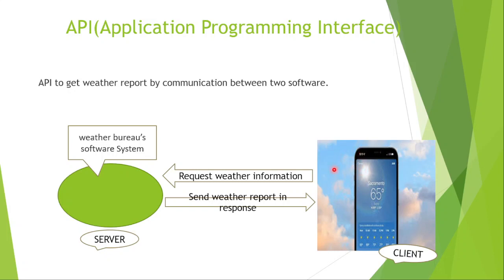So how does it work? Once we check the information in our mobile application, about what the weather should be, it requests the information from the weather bureau system software, and it replies with the weather report in response to my mobile application. And in the mobile application we see the current weather. We are requesting information from the weather department software, and the weather department is replying back with the report, and we are seeing it on my mobile phone.